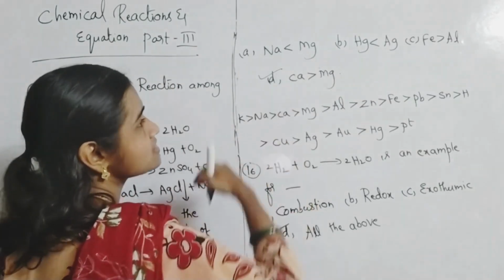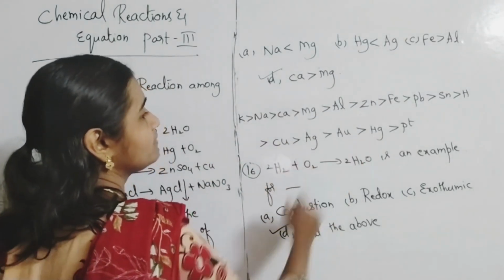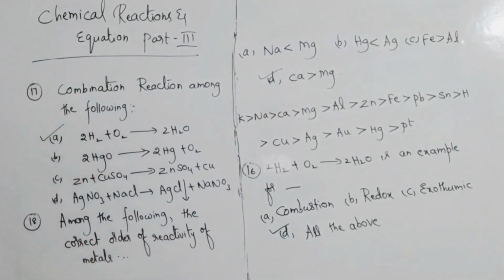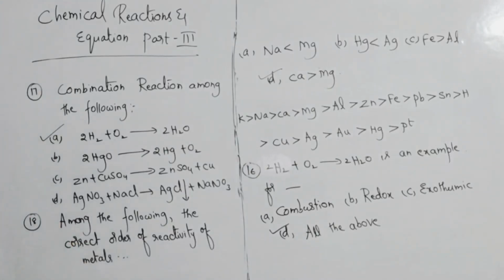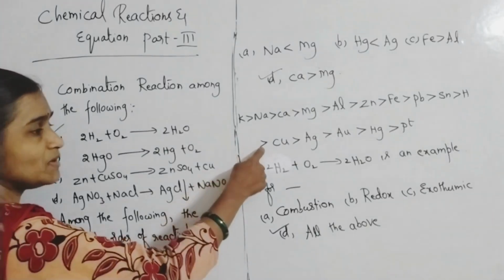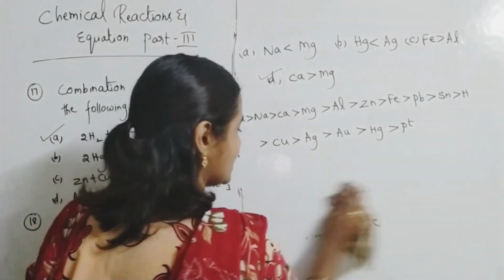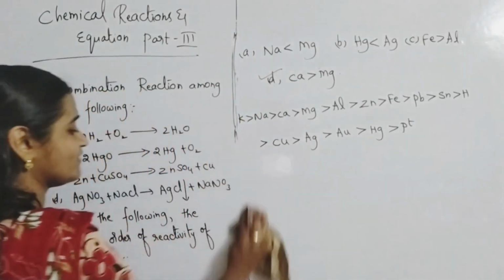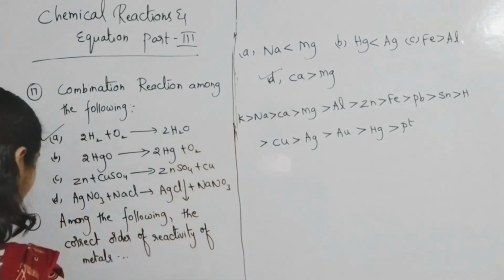Ca. Hg is less than Ag only. Okay. Right. Ca is greater than Mg only. So you have to check like that. That means you have to remember this reactivity series. Okay, now you have to learn that reactivity series by heart. Then only you can identify whether displacement happens or not.